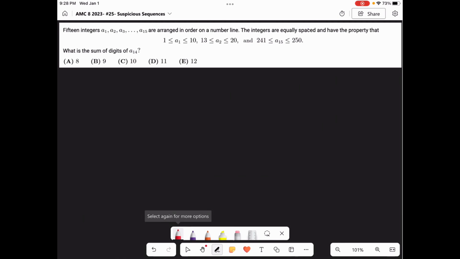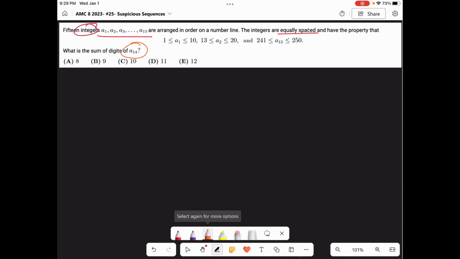15 integers, A1 all the way through A15, are arranged in order on a number line. The integers are equally spaced and have the property that A1 is going to be between 1 and 10, A2 is going to be between 13 and 20, and A15 is going to be between 241 and 250. What is the sum of digits of A14?